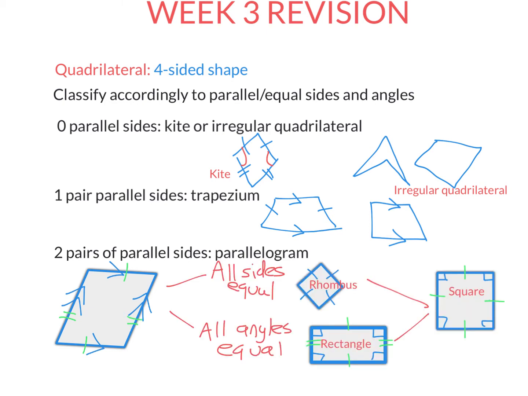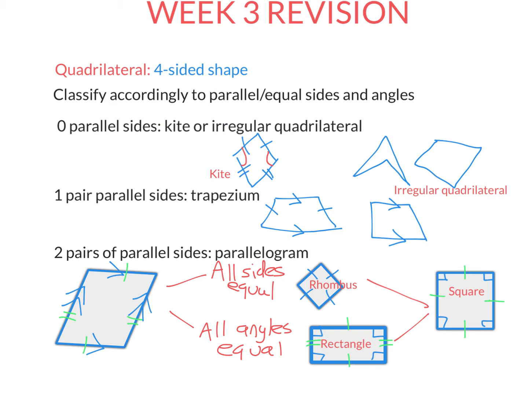Now, there are three special types of parallelograms we need to know. If a parallelogram has all of its sides equal, it is a rhombus. If it has all of its angles equal, it's a rectangle. Now, if a parallelogram has all sides and all angles equal, then it is a square. So a square is a type of parallelogram, and so too rectangles and rhombuses are types of parallelograms. So all rhombuses are parallelograms, but not all parallelograms are rhombuses. Similarly, all squares are rectangles, but not all rectangles are squares.